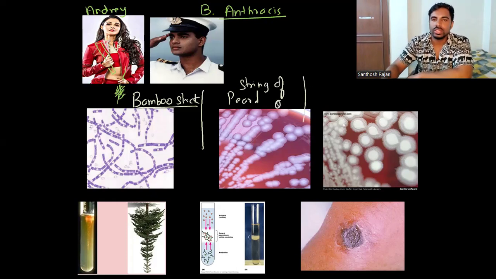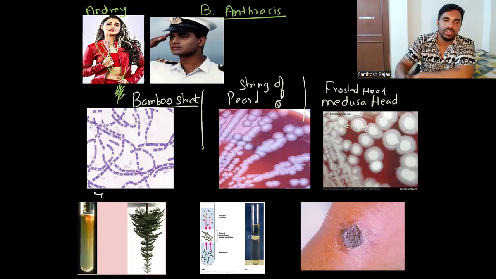Look at this, the colony outside on the agar plate. You see the Medusa head. Look at her hair, it's like Medusa, like snakes around her hair. So Medusa head colony. Frosted glass or Medusa head, you can say, both are right. Even you can say frosted head. Her head is like frosted, frosted head or Medusa head. And then this is the inverted fir tree.